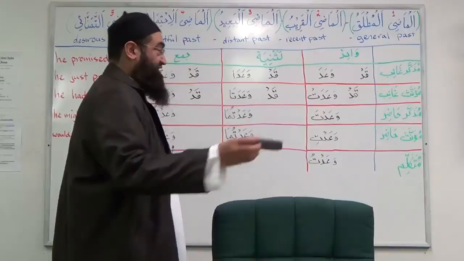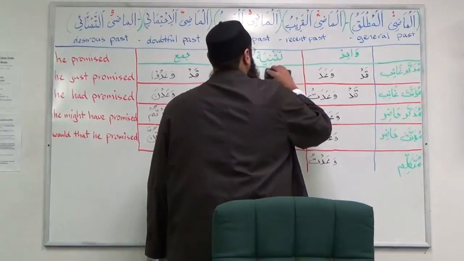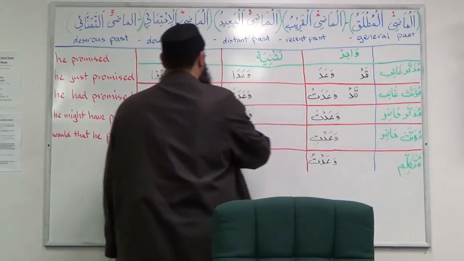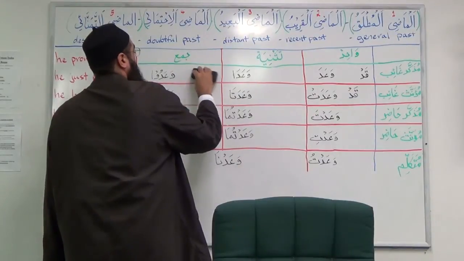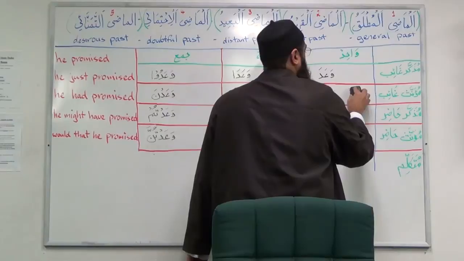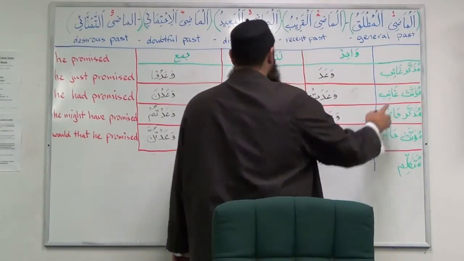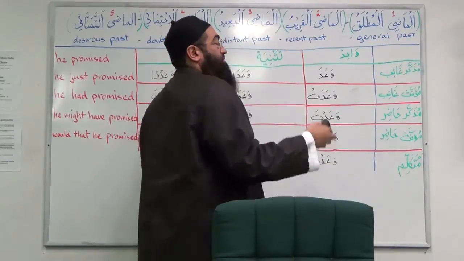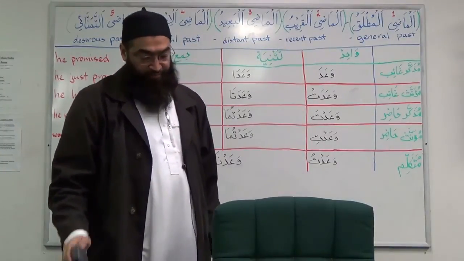Alright, so it's easy, so I'm not going to go so much in detail. So now we have Madi Qareeb and Madi Mutlaq. We were just calling it Fi'l al-Madi, but now we're going to add the word Mutlaq to it, so it becomes the general past. Okay?